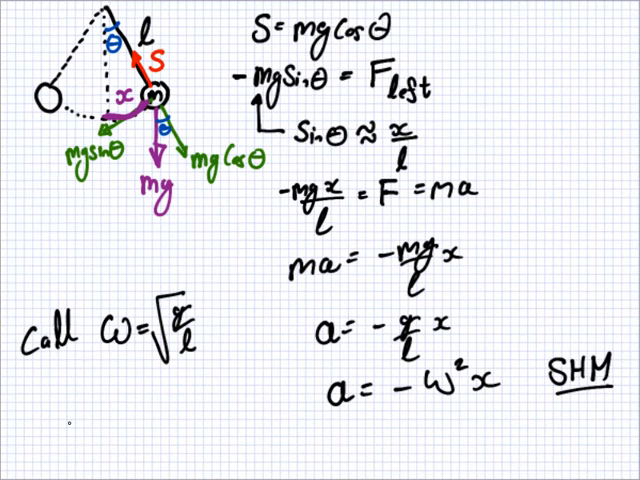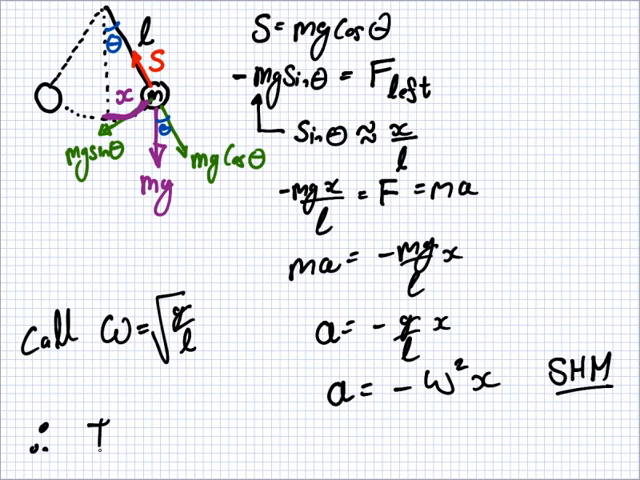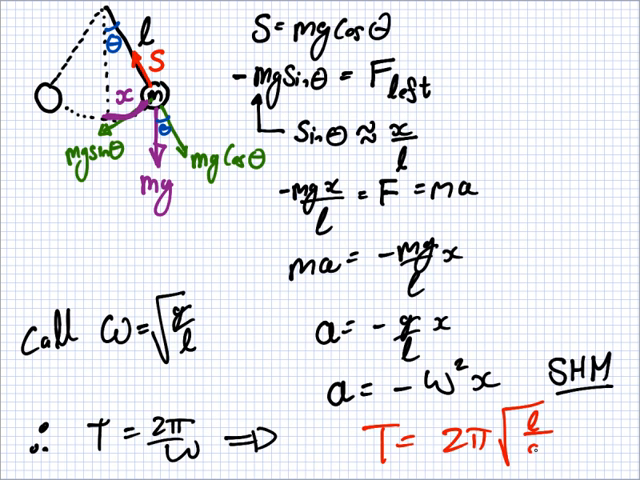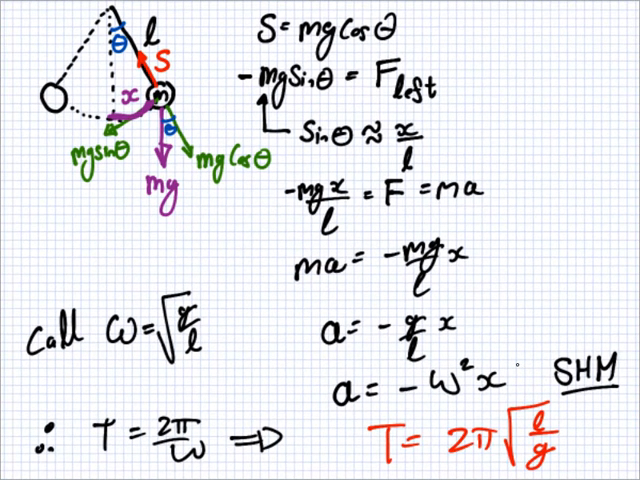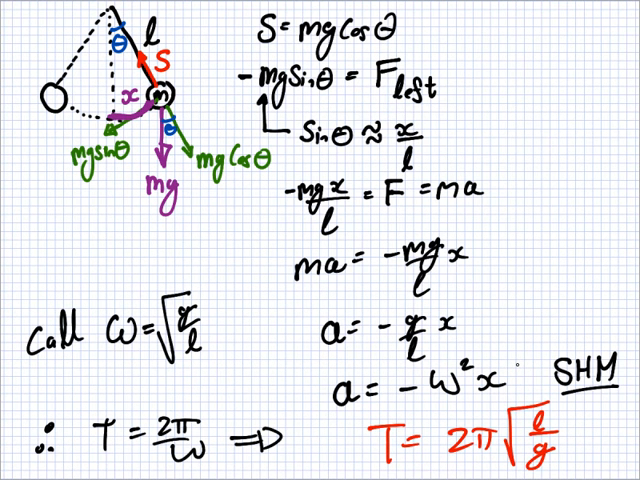So therefore, the time, which is 2 pi over omega, means that the time is 2 pi root L over g. That's the formula for the time it takes the pendulum to swing once.